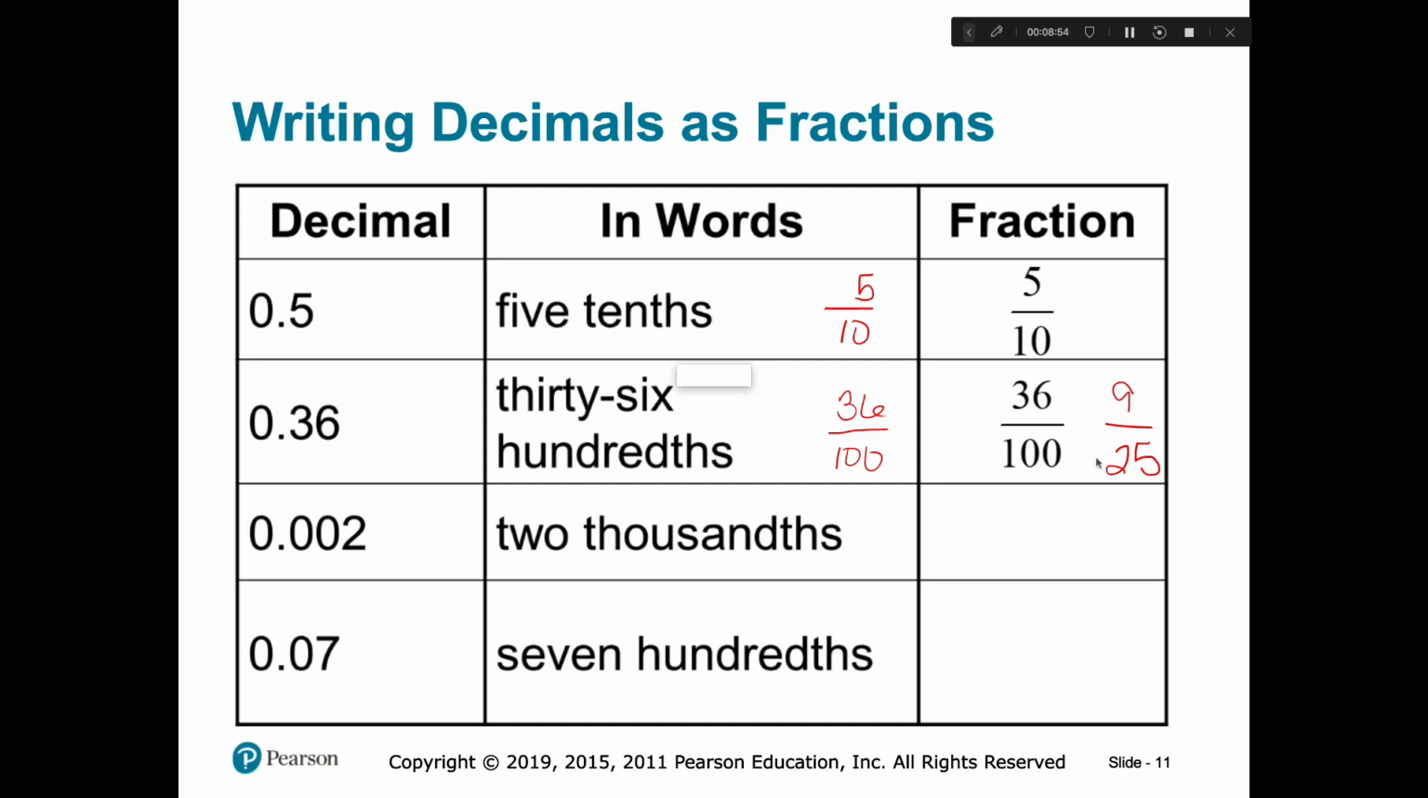Next, I have 2/1000ths. 2 goes on the top of my fraction because that is our number in front of our place. What goes on the bottom of my fraction? 1,000. Can I reduce that? Yes, they're both even numbers. What does that reduce down to? 1/500.